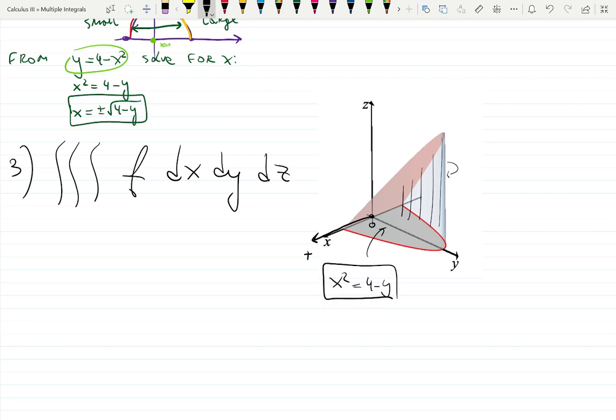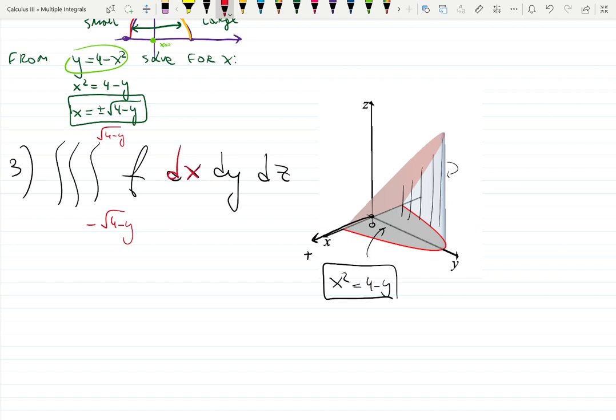So when you solve it in 3D, you will have that x is changing from minus square root, let me put it in red, minus square root of 4 minus y to plus square root of 4 minus y, for dx.